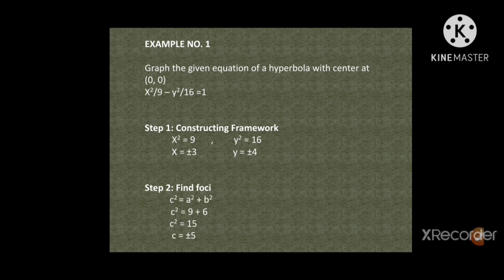The next step is we need to find our foci. To find our foci, we have the formula c squared equals a squared plus b squared. The value of a squared is 9, and the value of b squared is 16, so we need to add 9 plus 16. So c squared equals 25. We need to take the square root of 25, so we get c, which is plus or minus 5.